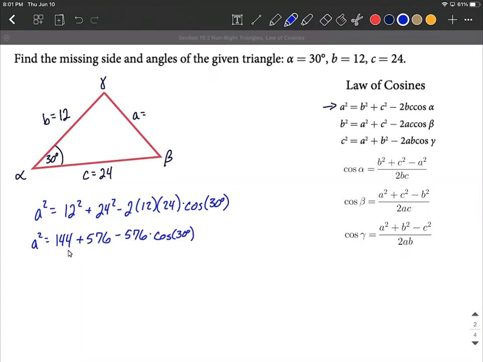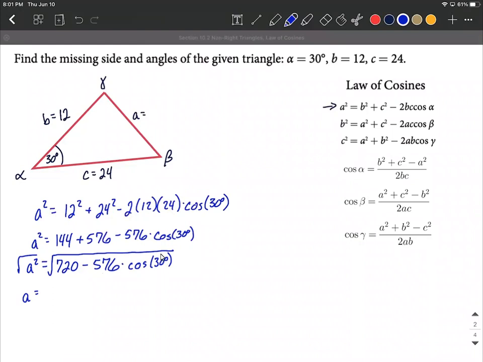Maybe the last reducing you may do before you apply a square root to get A all by itself and get rid of that square is to combine 144 plus 576, which is 720, minus 576 times cosine of 30 degrees. We still have the A squared on the left-hand side for the time being. What I want to do next, to isolate A all by itself and get rid of that square, is apply that square root to both sides. I'm not worried about the positive and negative because A is a side length on a triangle, so it has to be positive. It wouldn't make sense for it to be negative.